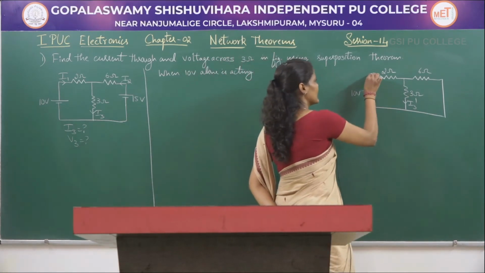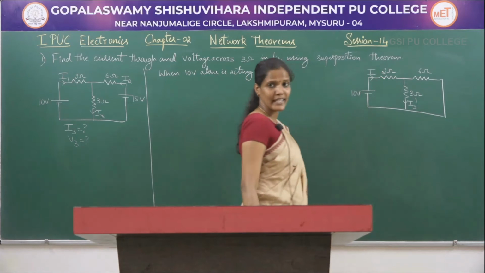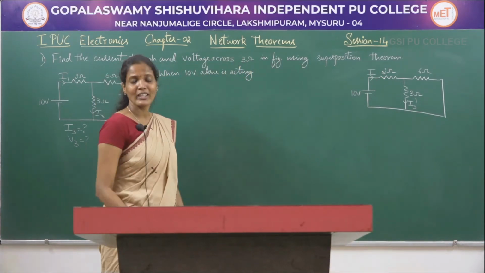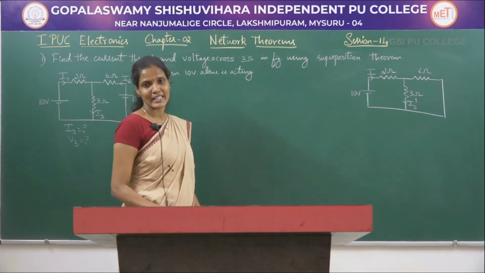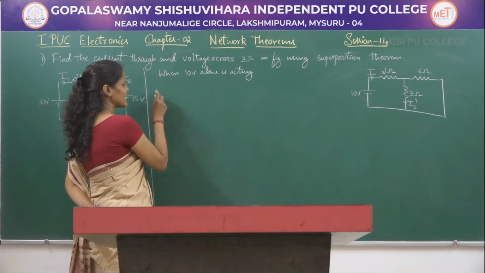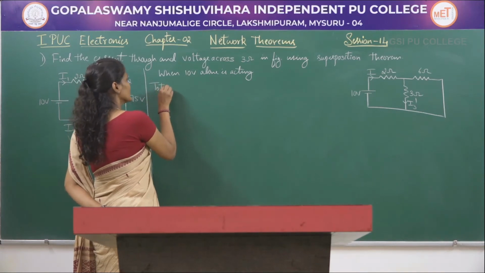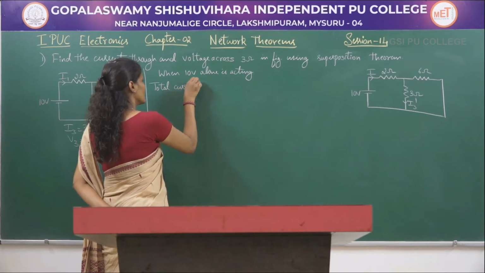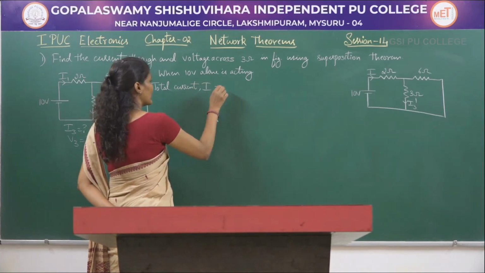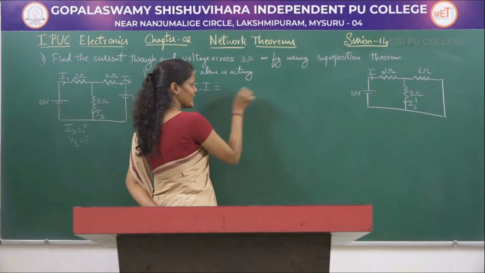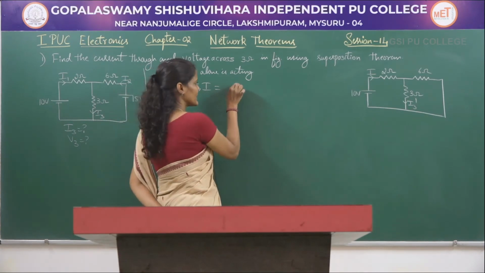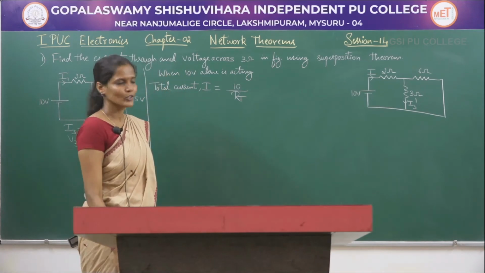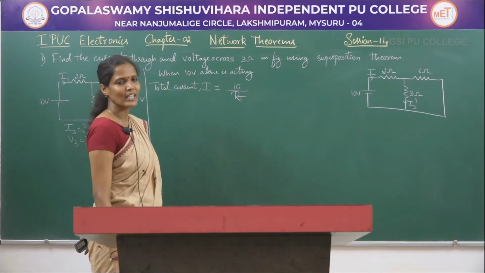So the total current, let me denote that by I. Now you have to first find out the total resistance of this particular circuit. Why do we need the total resistance? Because the total current I will be equal to the voltage source in the circuit, that is 10, divided by R total. R total we do not know yet. So first let us find out that R total.